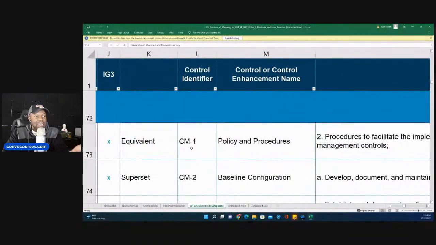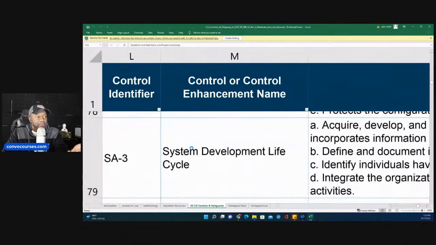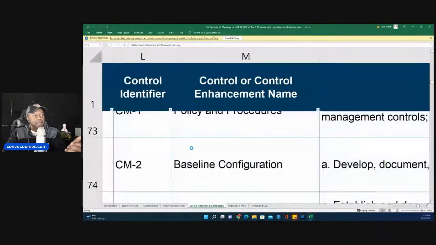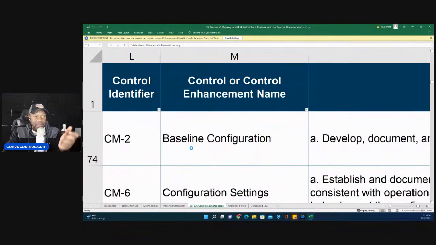And yeah, it's CM. This is CM1 through CM, I think 8, if I'm not mistaken, CM9. Okay. So yeah, and this is talking about, okay, do we have a policy and procedures for maintaining our configuration management, right? For our baseline. And then CM2, baseline configuration.